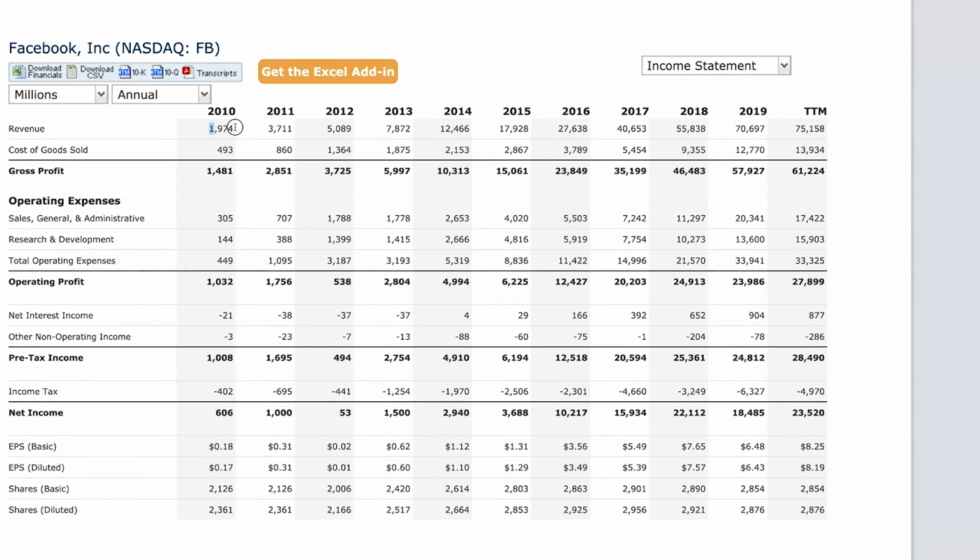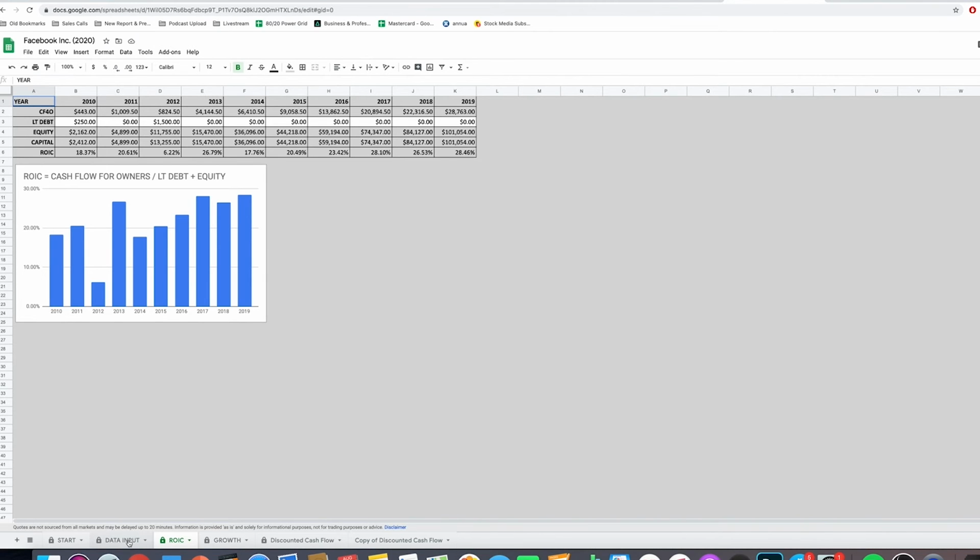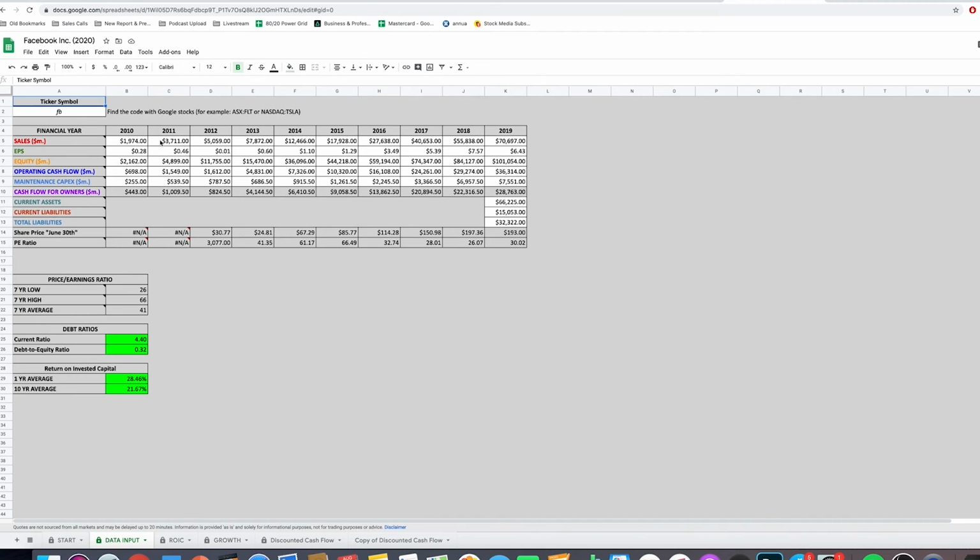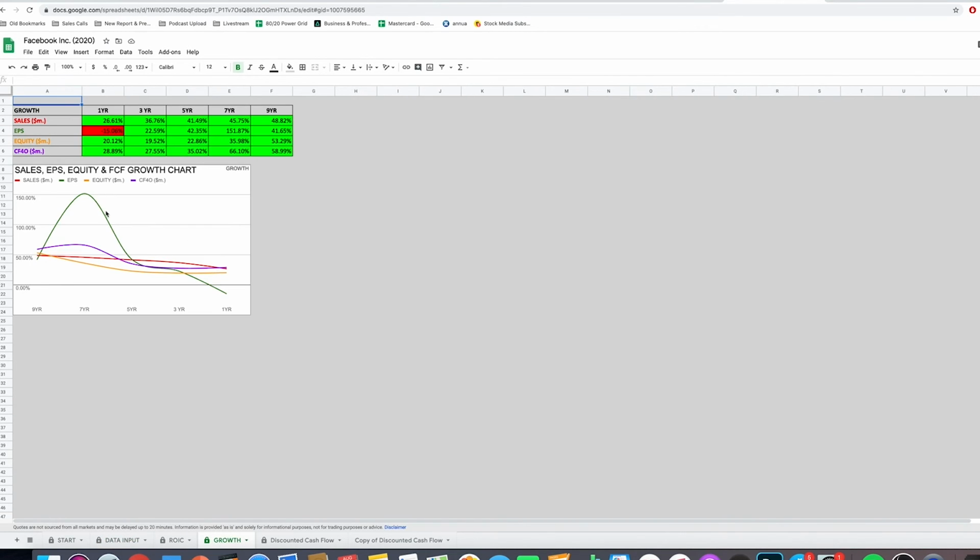So then what I do is I take the 10-year numbers for revenue and for earnings per share diluted, and I put them into my spreadsheet. You can download this spreadsheet for free; it's down in the description below. And in the growth tab, we will be able to see the growth of these figures over time. So we have the 9-year average growth.